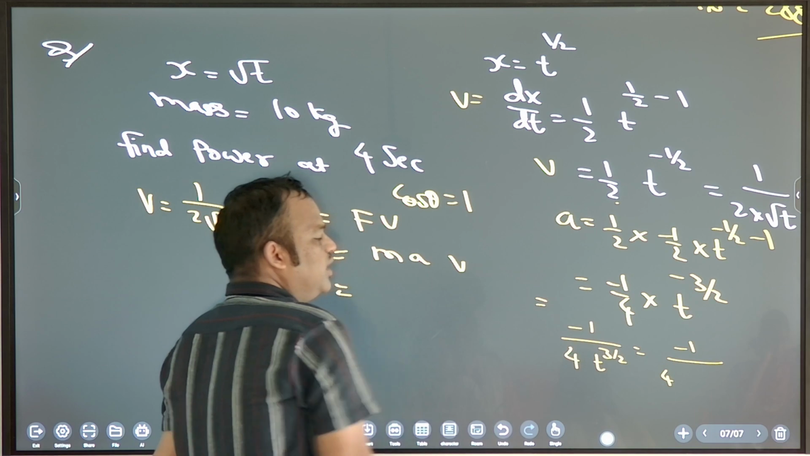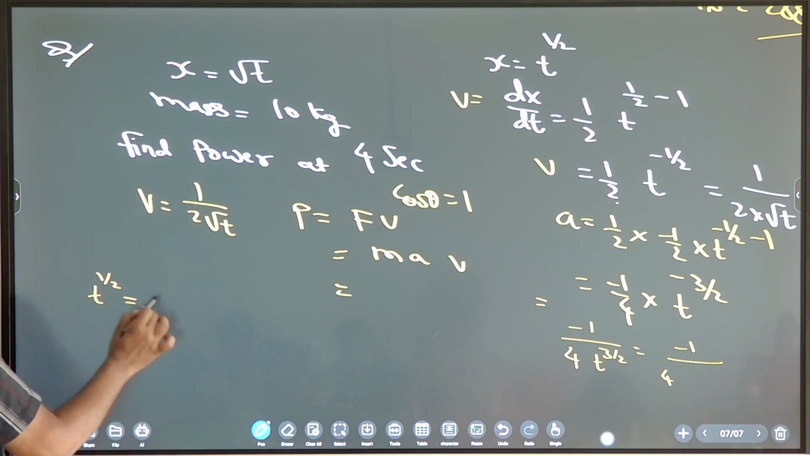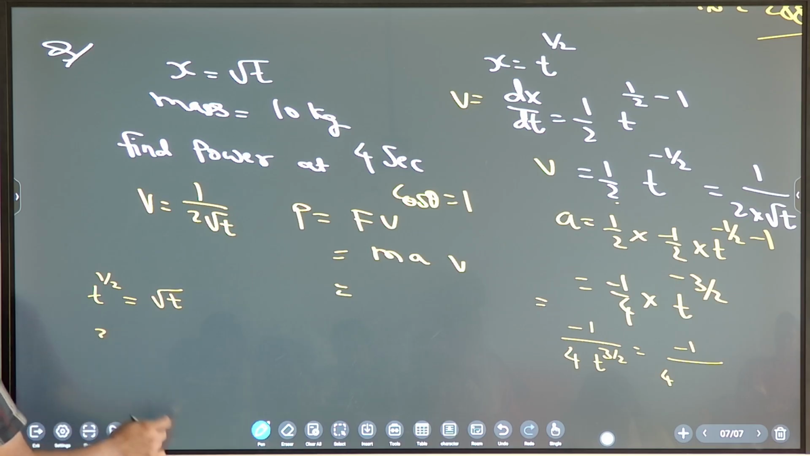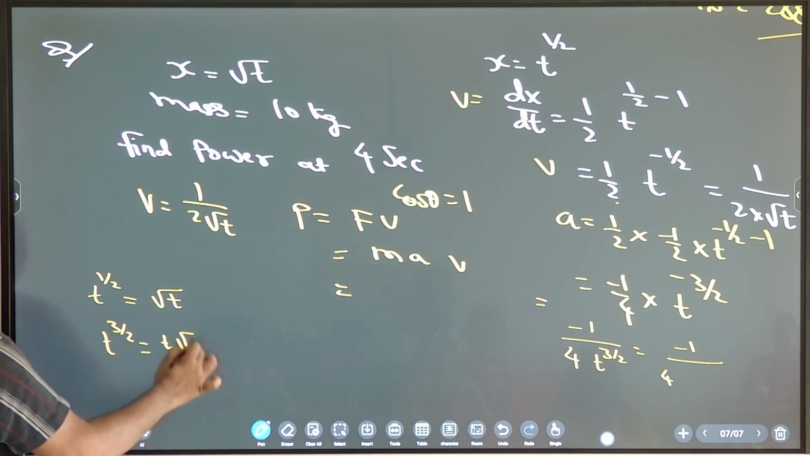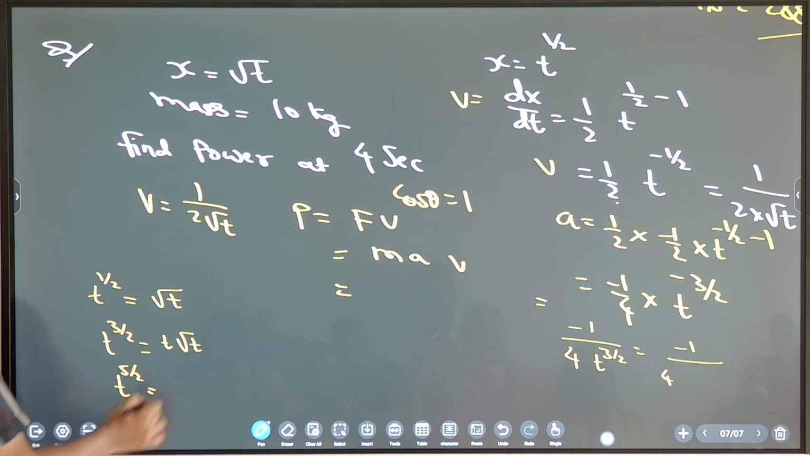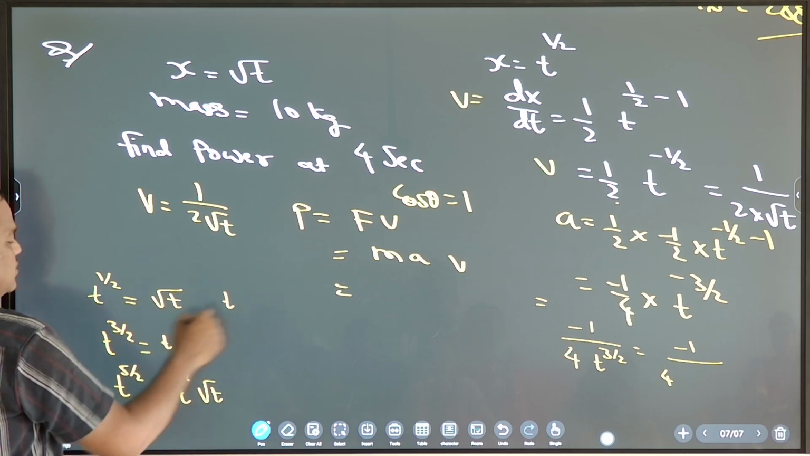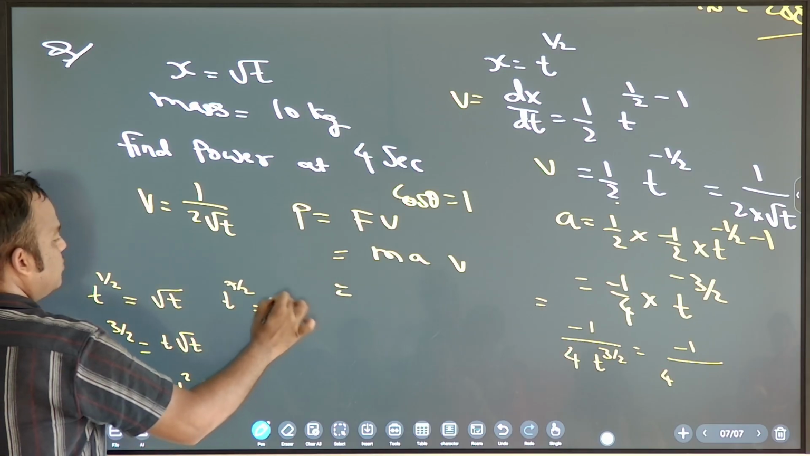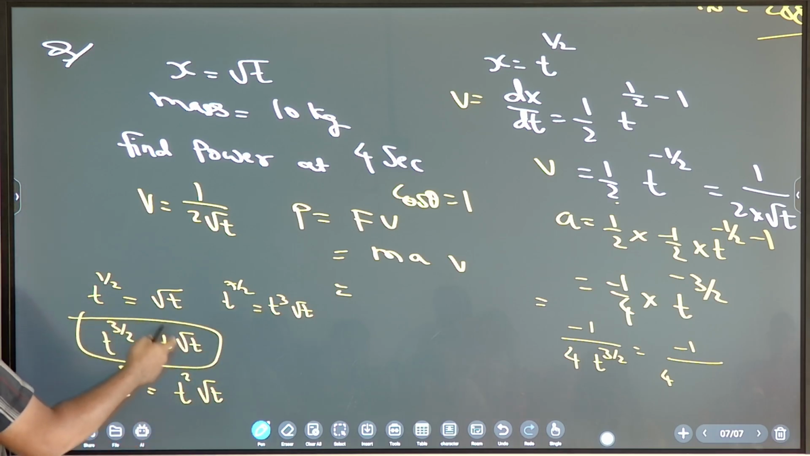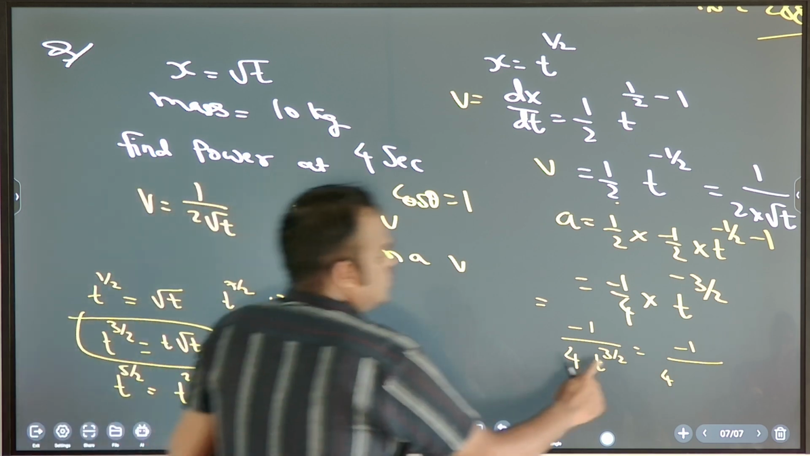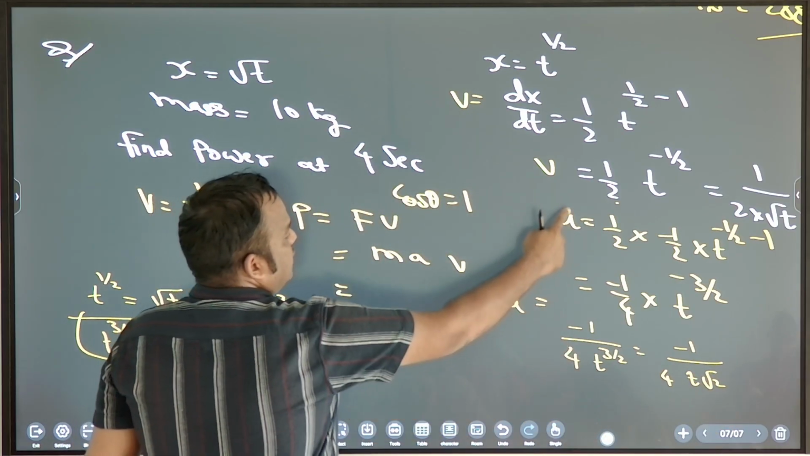Now t power 1 by 2 means what? Root t. And t power 3 by 2, what is that? t into root t. Very good. T power 5 by 2 is what? t square root t. Okay, clear? You remember this. So t power 7 by 2 will be t cube root t. Here we need t power 3 by 2, which is t root t. This is acceleration.